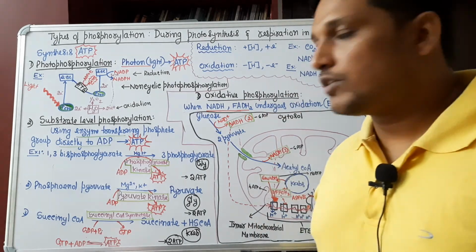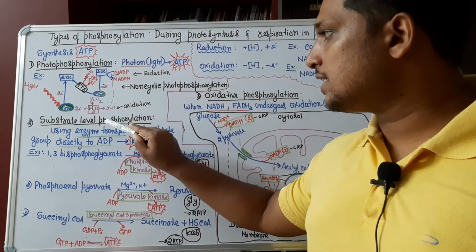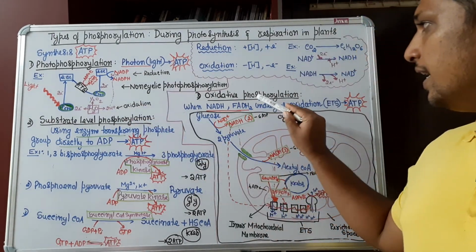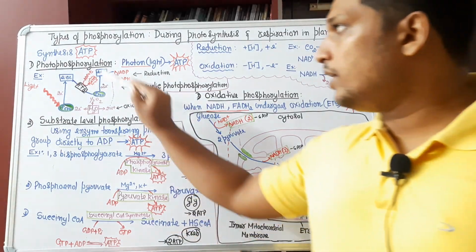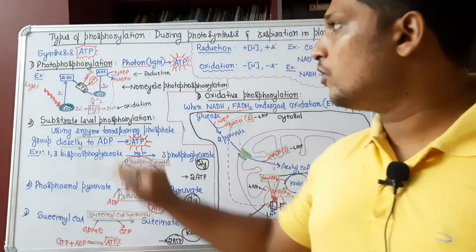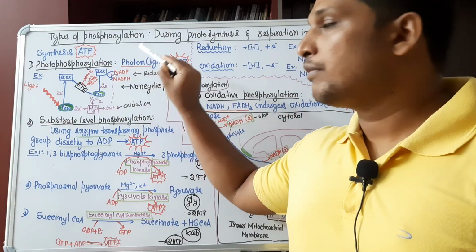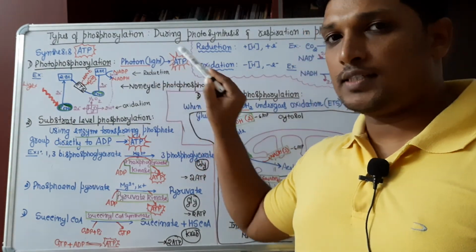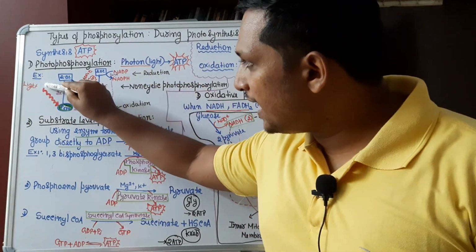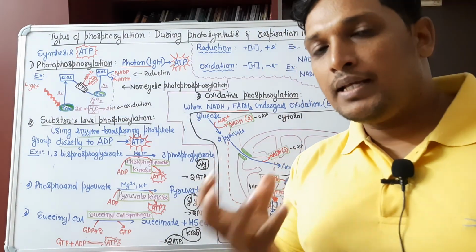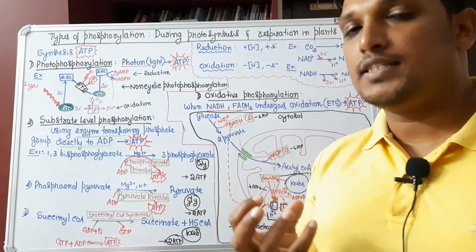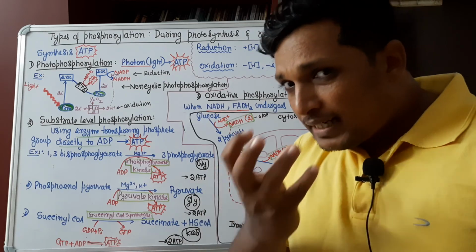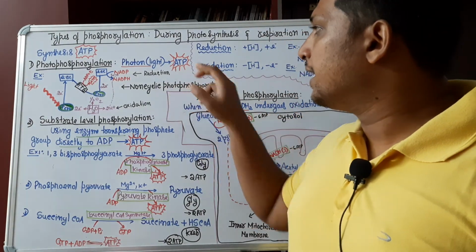There are three types of phosphorylation: photophosphorylation, substrate level phosphorylation, and oxidative phosphorylation. What is photophosphorylation? Photo refers to photon. During photosynthesis, plants will be utilizing light. Light carries packets of energy known as photons. That photon is used to prepare ATP.